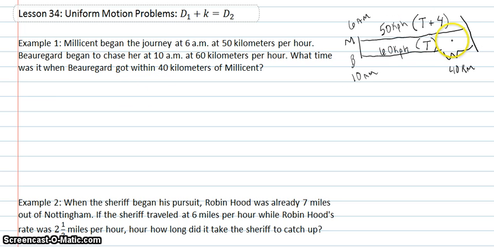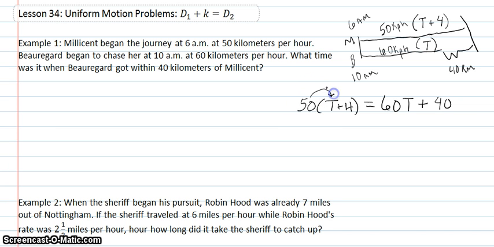So if I set this up, just looking at what would make these two distances equal, I'd have 50 times t plus 4. That would equal 60 times t plus that 40 kilometer distance that Beauregard is within reach of Millicent. And this is what I would solve to get the actual hours of time, but it actually asks what time it is. So once I get the hours, I'll just count from 10 a.m. to find out exactly what time that would be.